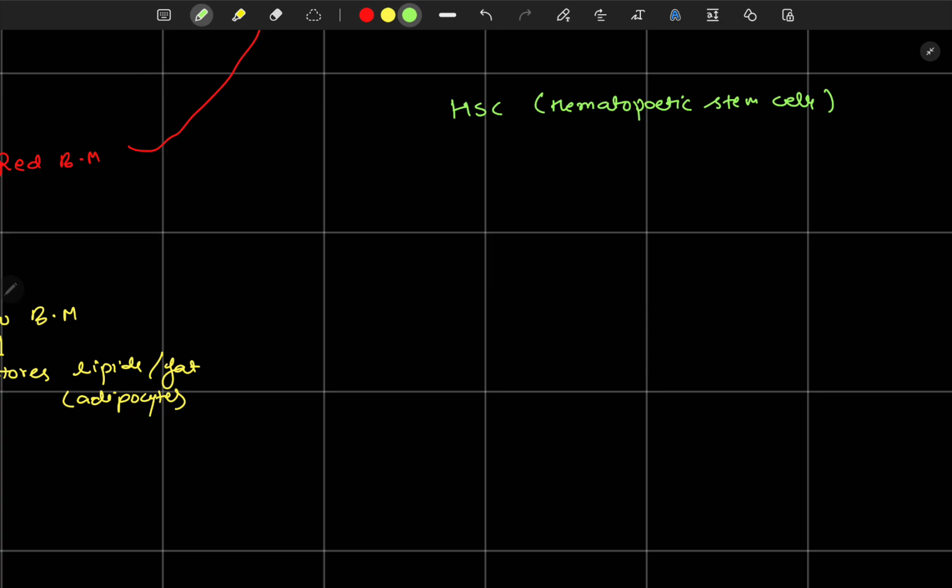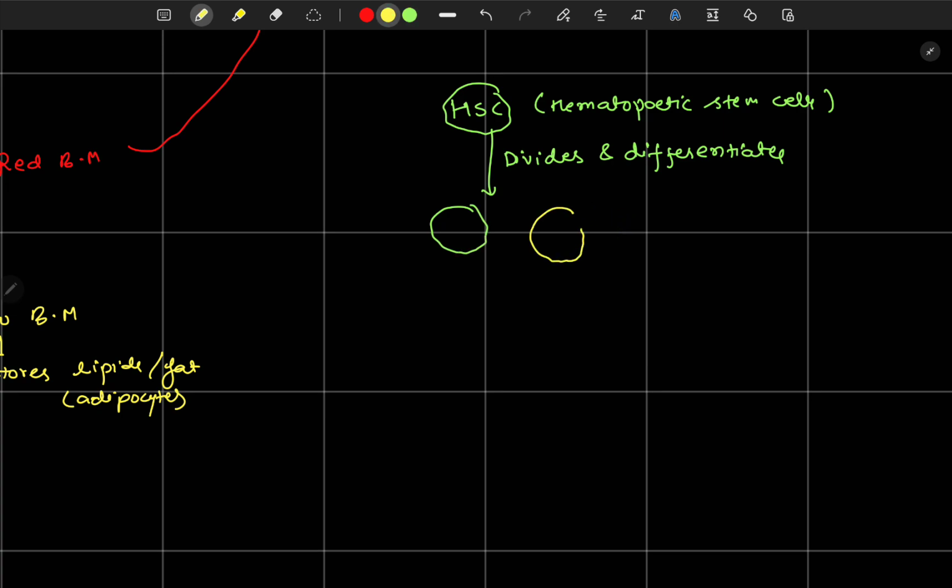So this hematopoietic stem cell divides and differentiates into two types of cells. This is the hematopoietic stem cell. It will divide and form two types of cells. We have studied the division. The division is of two types, meiosis and mitosis. So here we are seeing mitosis. In mitosis, one cell divides to form two cells. So these are two cells.